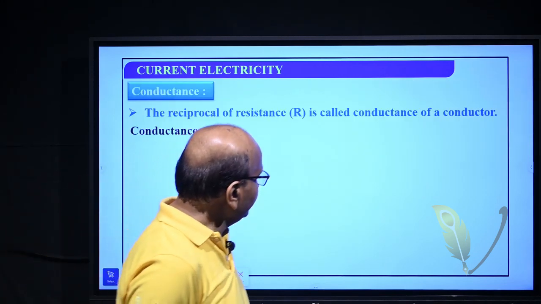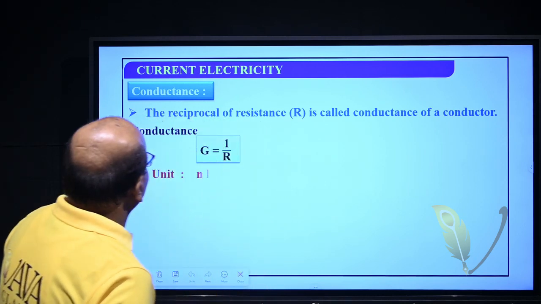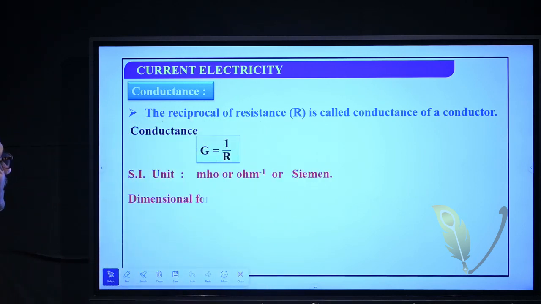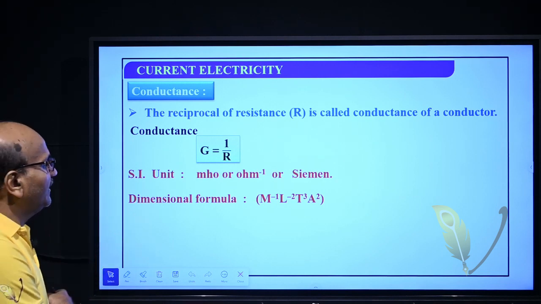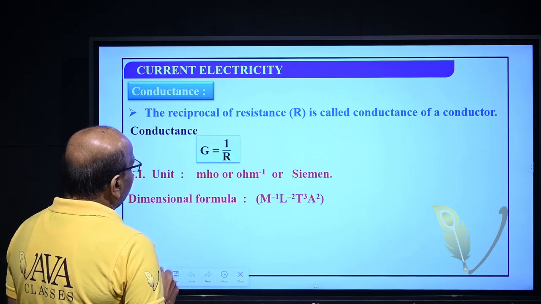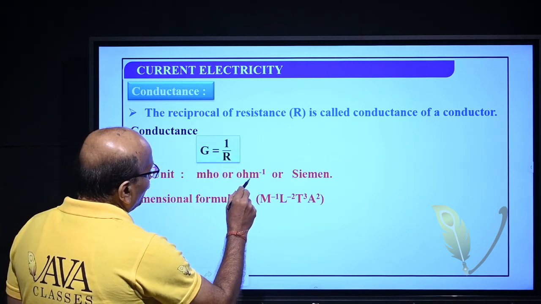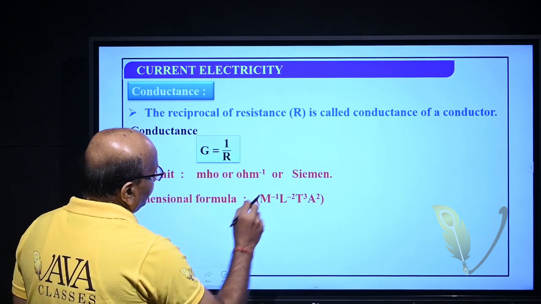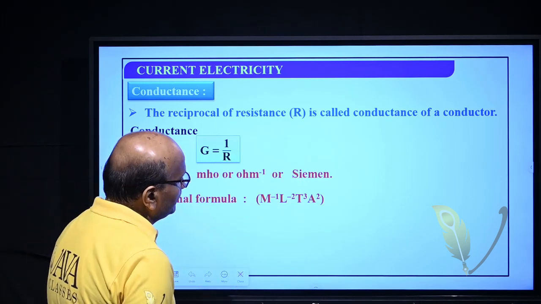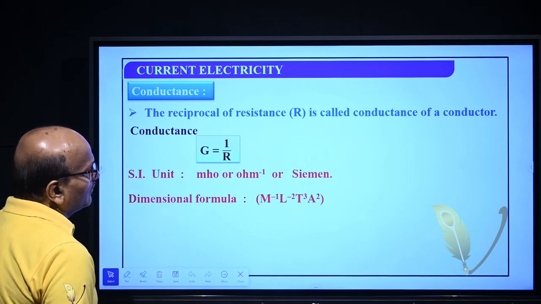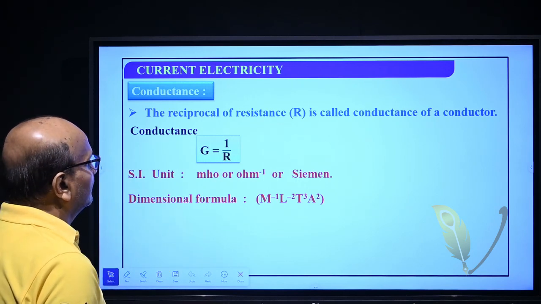Let us see, what is conductance? The conductance of a conductor is defined as the reciprocal of resistance, and it is denoted as G is equal to 1 by R. The SI unit is ohm inverse or Siemens, and the dimensional formula is M inverse L to the power minus 2 T to the power 3 and A square.